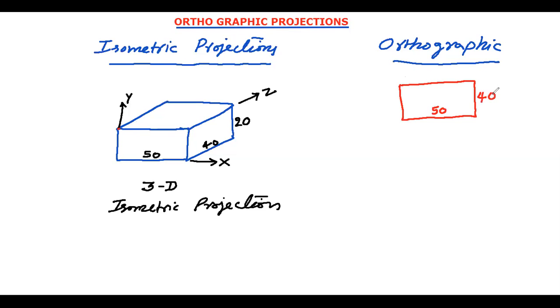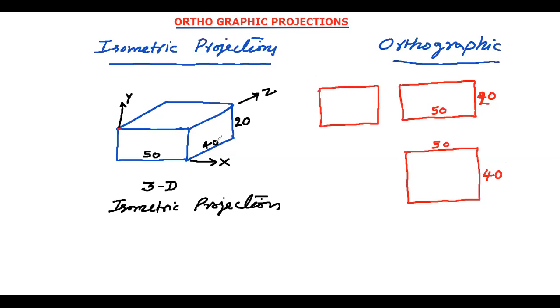Then I am drawing only the top face. This is the top face. What are the dimensions? One dimension is 50. Sorry, here it is 20. So for the top face, one dimension is 50, another dimension is 40. So I am drawing the top face separately with the dimensions 50 and 40. And to represent the side face, I am drawing the side face separately. What are the dimensions of the side face? 40 and 20.